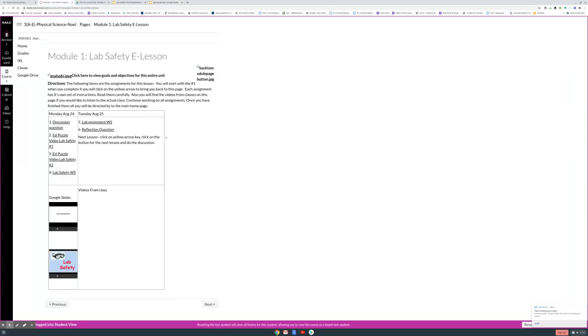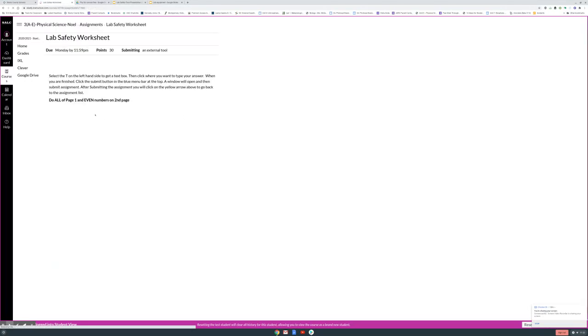So I'm going to go back here. I do the two Ed Puzzles. Let me look at the lab safety worksheet here. Notice the directions: do all of page 1, and even numbers on the second page. You do not have to do all that's on the second page.